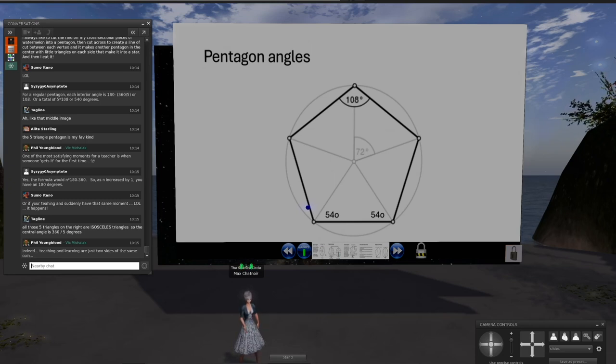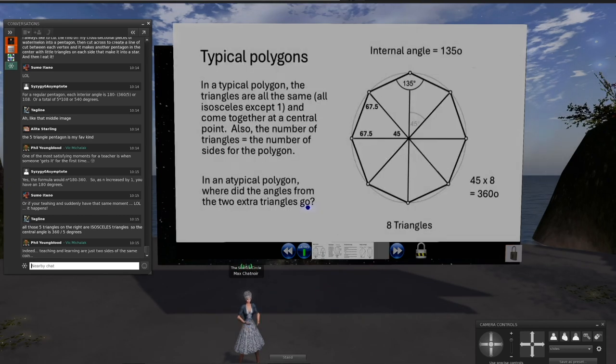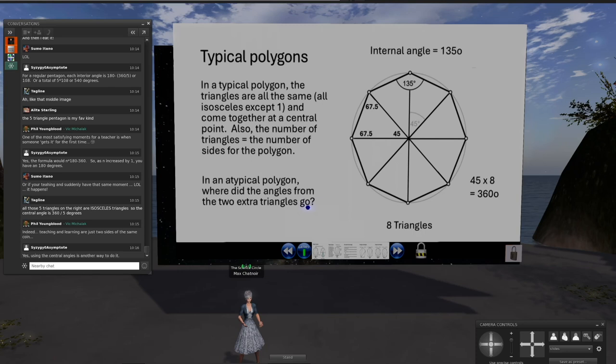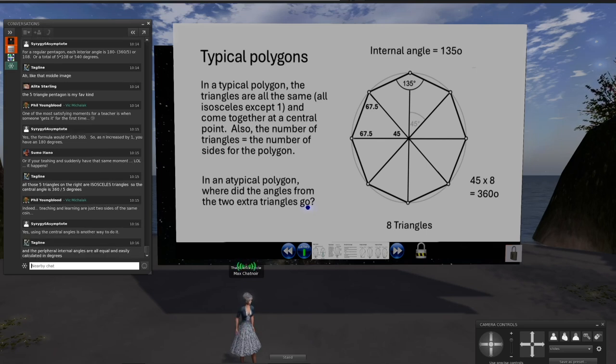Okay, so a typical polygon then looks like this. So this is an octagon. All of the triangles are the same. All of them are isosceles triangles with their points meeting in the middle. There is one polygon that's made up of equilateral triangles. Which one is it?